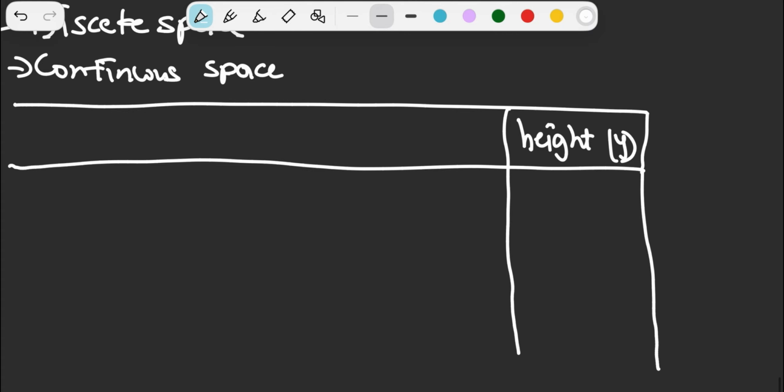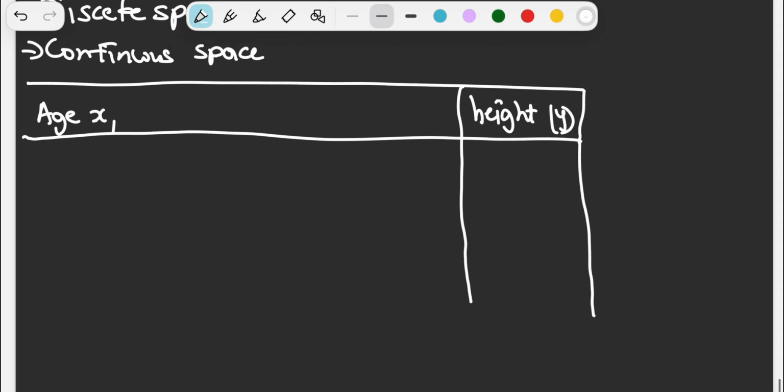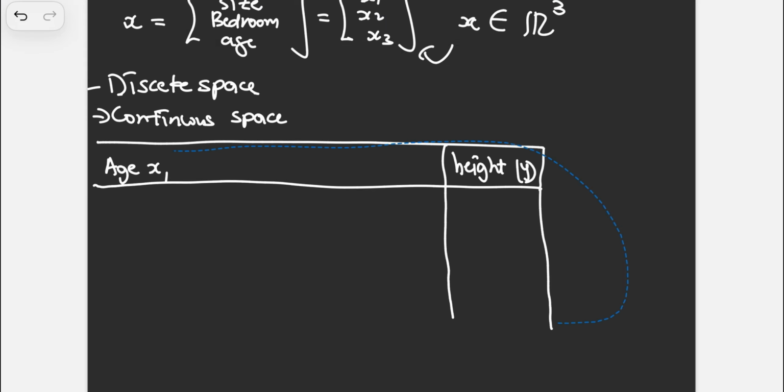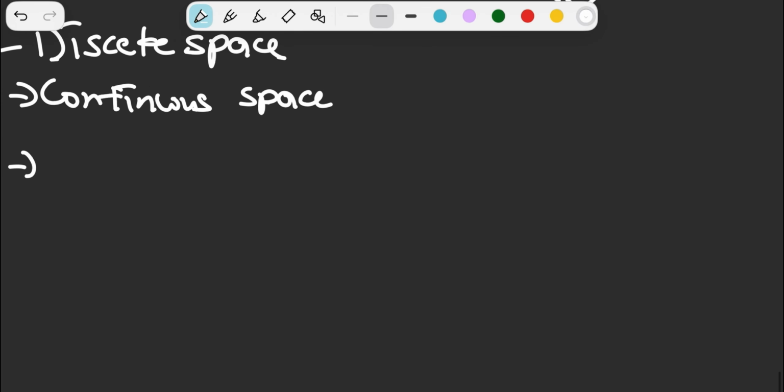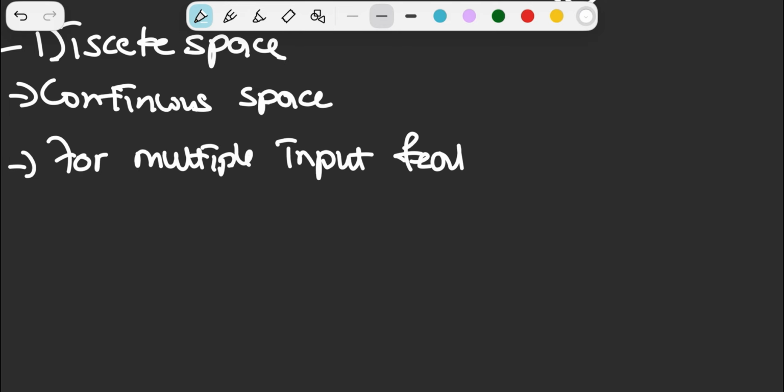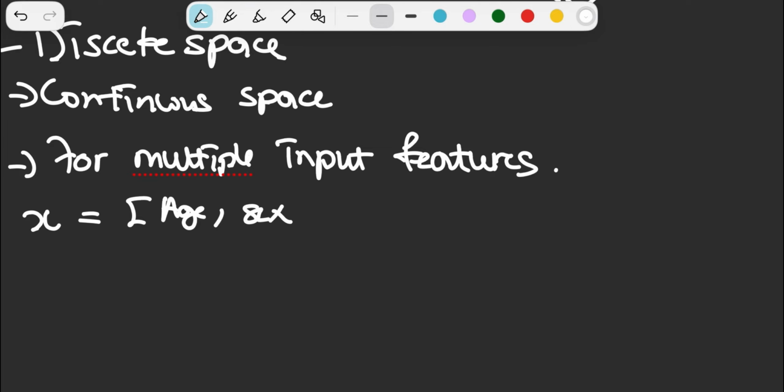So let's ask ourselves, what are the things that can belong to this specific category? Number one can be age, right? So that's going to be x1. Okay, I forgot that little one that you're seeing here at the bottom. That's one last housekeeping rule that I forgot. One last rule is that for multiple input features, let's say x can be equal to age, sex, race, or something like that.